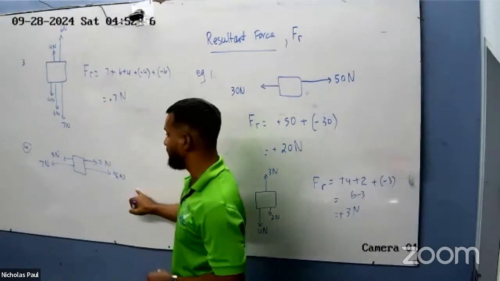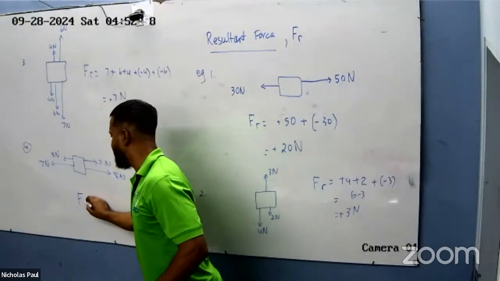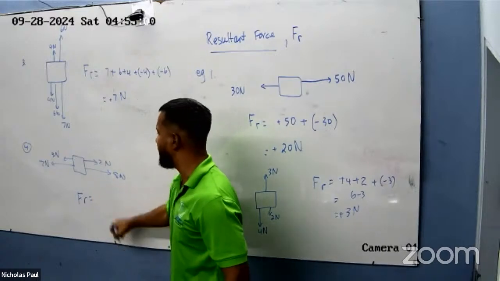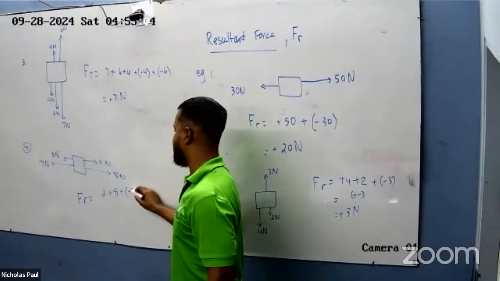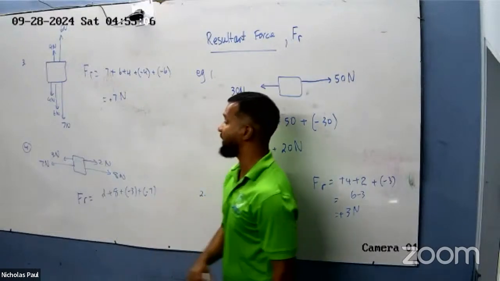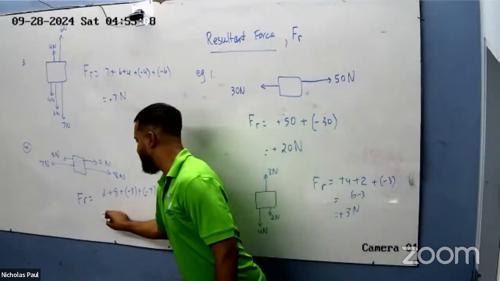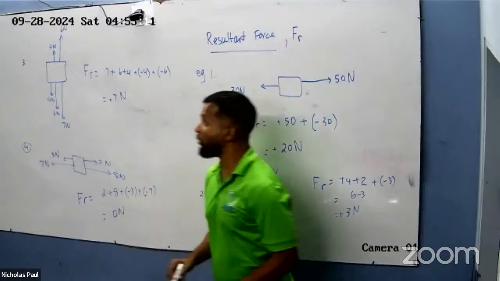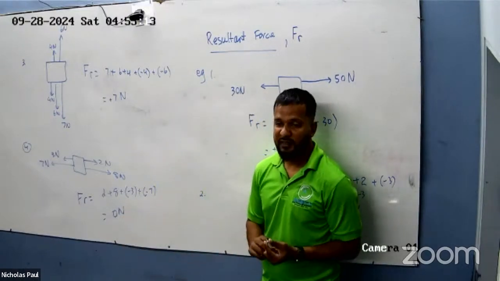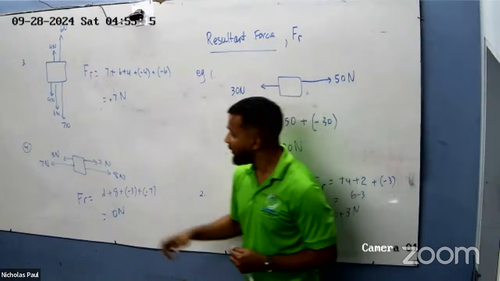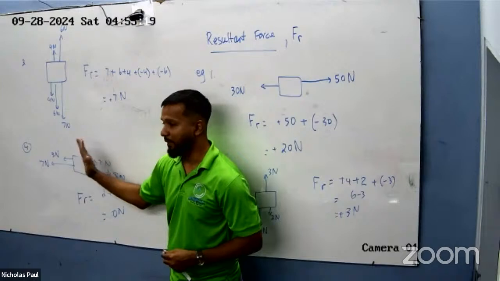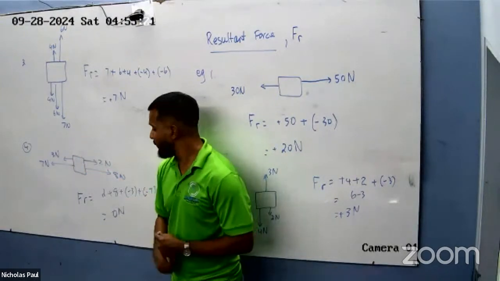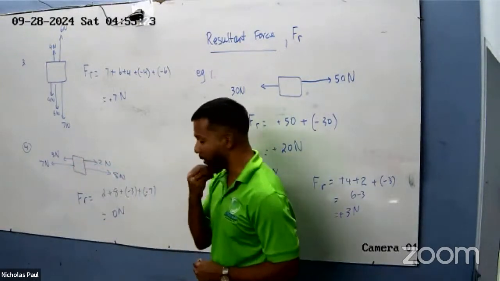And the last one, the resultant force. You'll get positive 2 plus positive 8 plus negative 3 plus negative 7. That'll give you 0. What does that mean? It means that the object is not going to move. So this object is stationary, or in equilibrium.